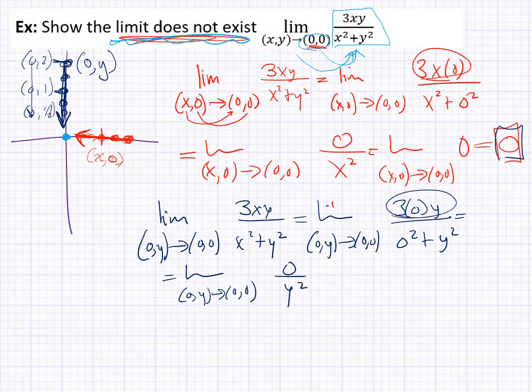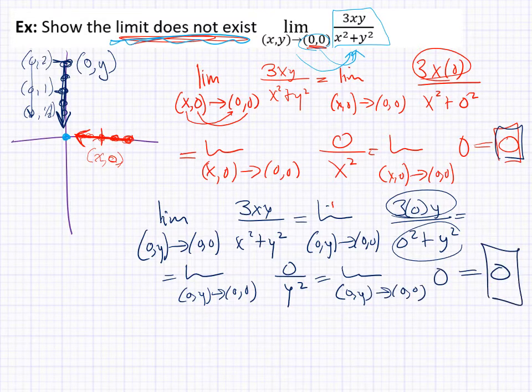All right, this will just give me y squared over y squared, which is going to be 0, so the limit as y approaches 0 of 0. The limit of a constant is still just that constant. I end up getting the same thing. Now what does that tell me? Well, actually it doesn't tell me anything. It just tells me that as I approach from these two directions, I get the same z.